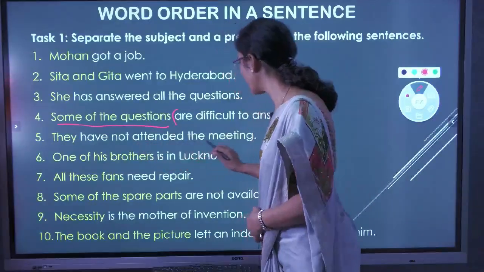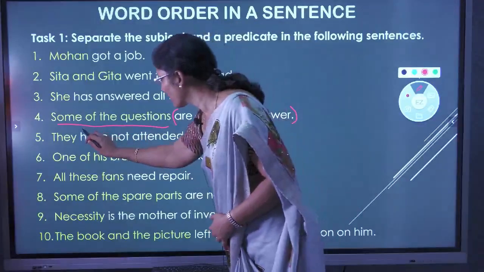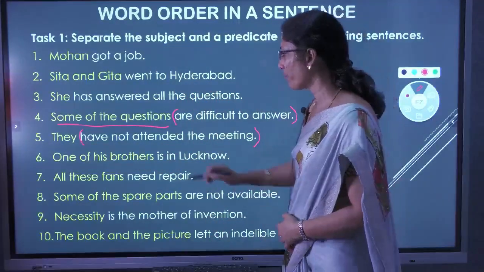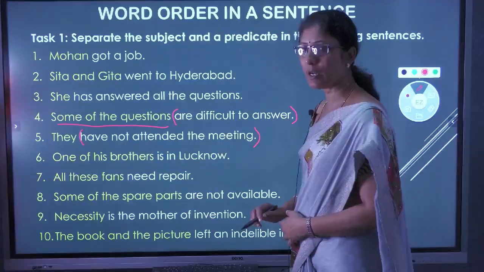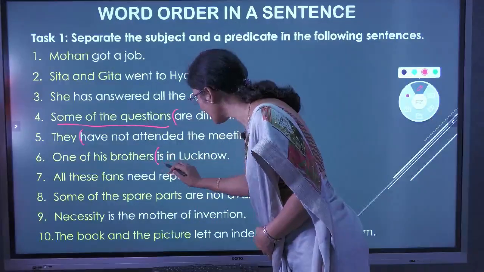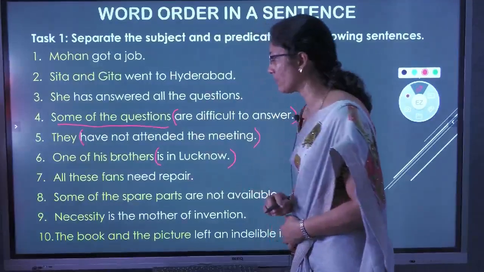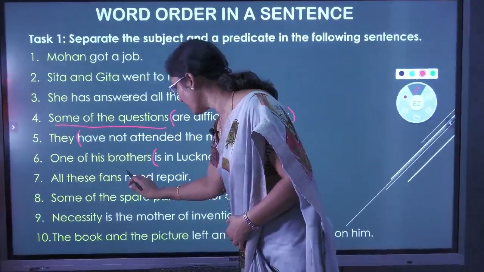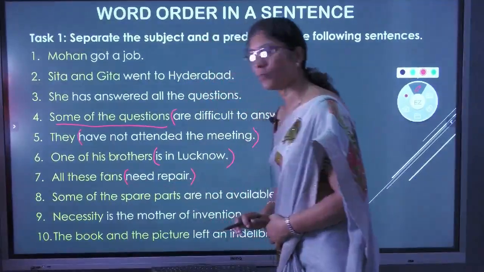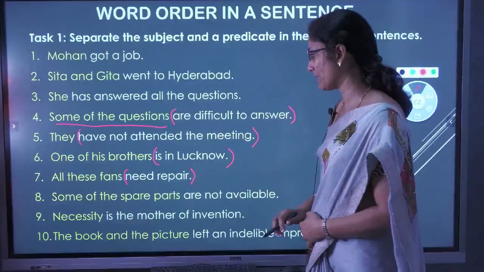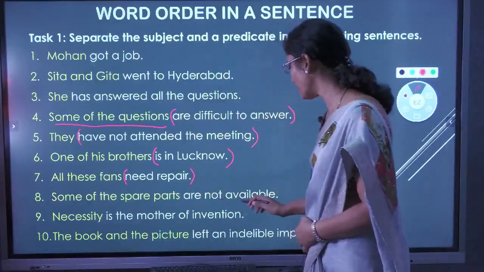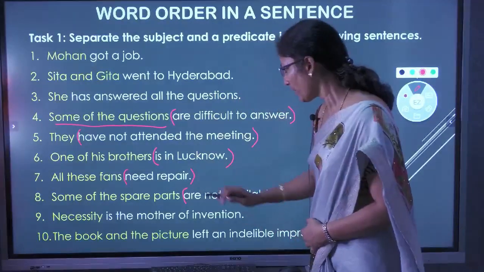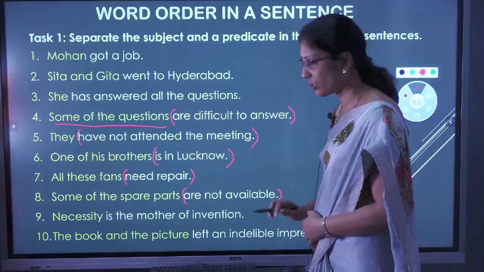Next, they have not attended the meeting. There is the subject and the remaining part is predicate. Next, one of his brothers is in Lucknow. So the sentence is talking about one of his brothers. This is subject and this is predicate. Seventh one, all these fans need repair. This is talking about fans. Next, some of the spare parts are not available. Next, necessity is the mother of invention.